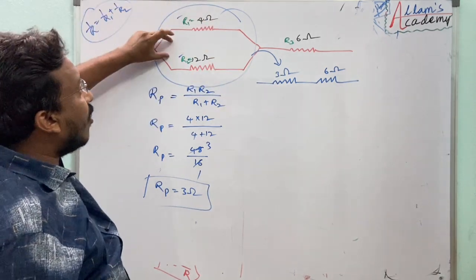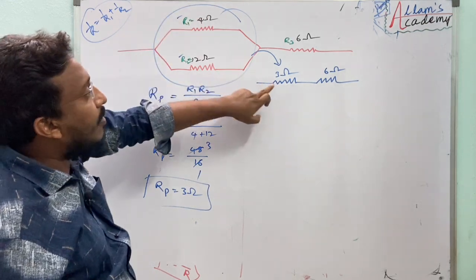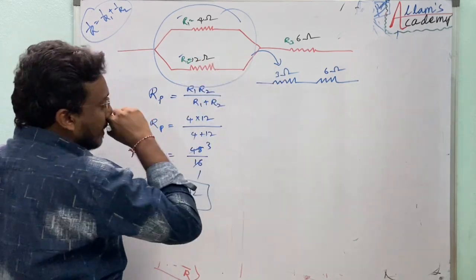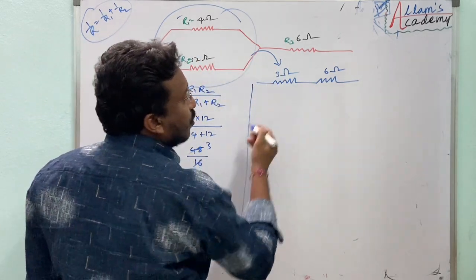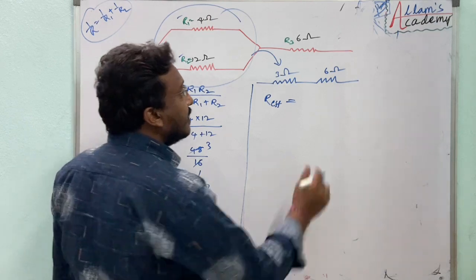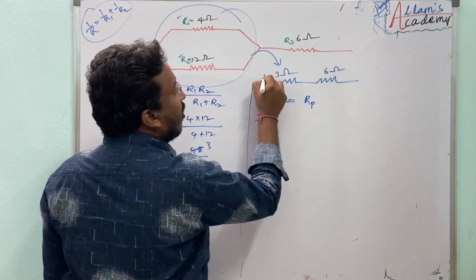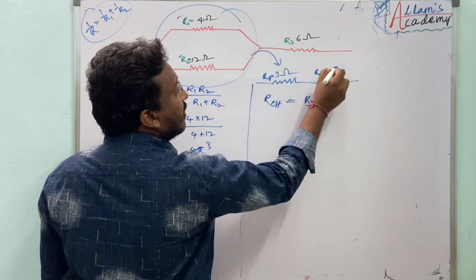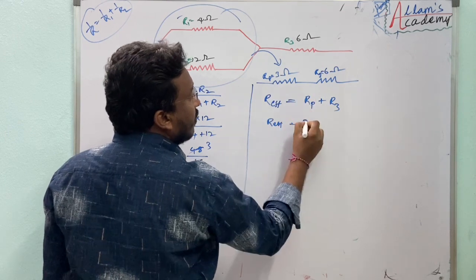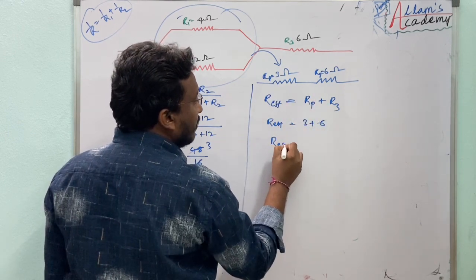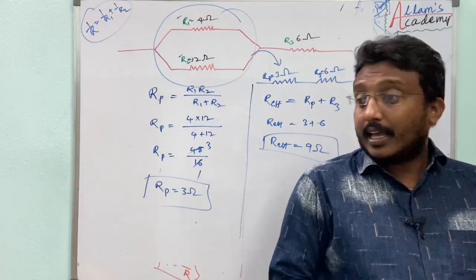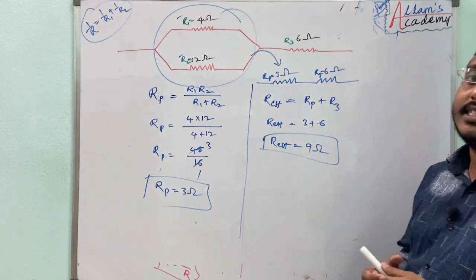Right, okay. Now this effective resistance becomes a series with this one. Got it? So the circuit is minimized like this. Now these two are in series. So R effective of the total circuit equals Rp plus R3, that is 3 plus 6, so R effective equals 9 ohms.